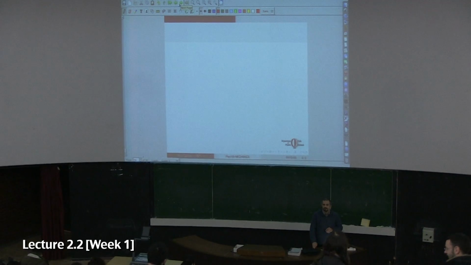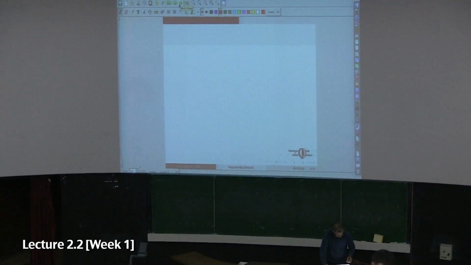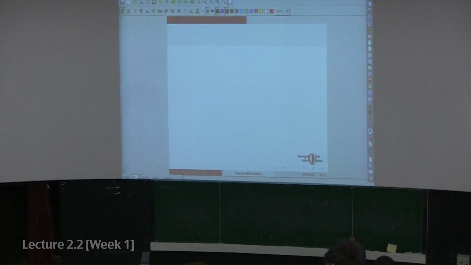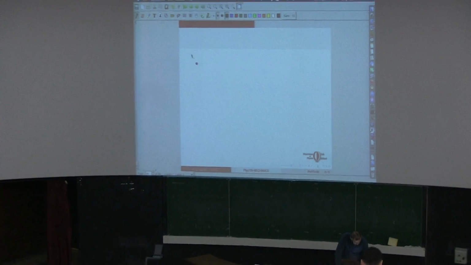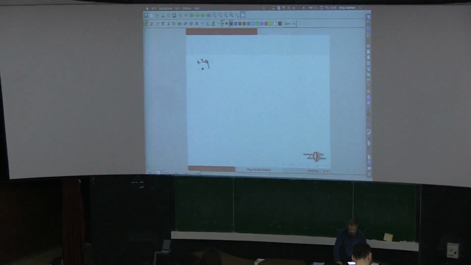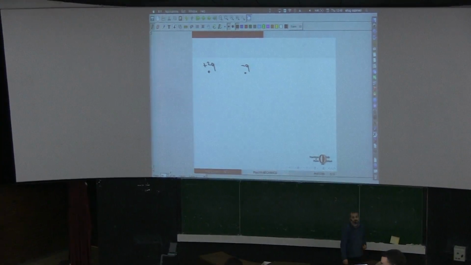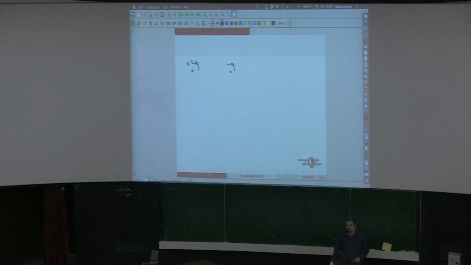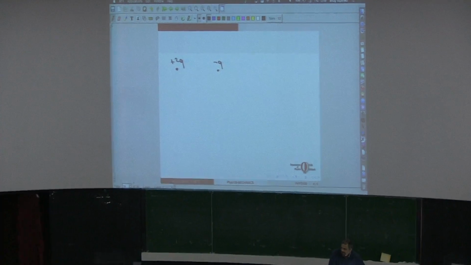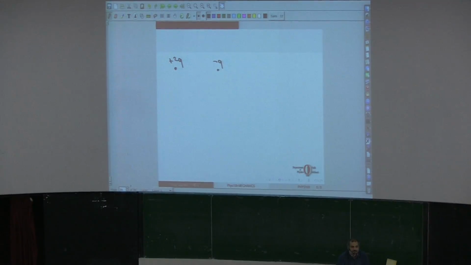Now let's do another example about these electric field lines. Let's suppose that we have plus 2q charge over here and minus q charge over there. What will the electric field lines look like? Let me give you some choices.